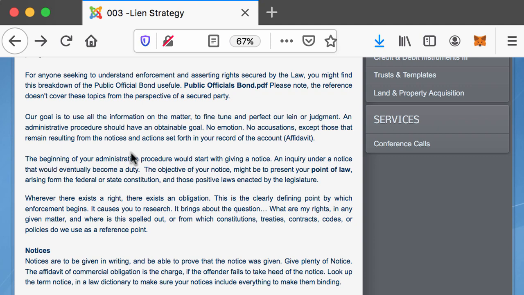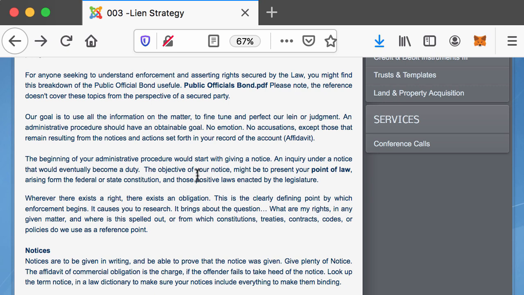So the beginning of your administrative procedure would start with giving a notice, an inquiry under the notice that would eventually become a duty. You're compelling the trustee to perform. The objective of your notice might be to present your point of law, which is the basis upon which you're compelling them to perform, and it's going to arise from the United States Constitution or your state constitution or some type of law enacted by your state.